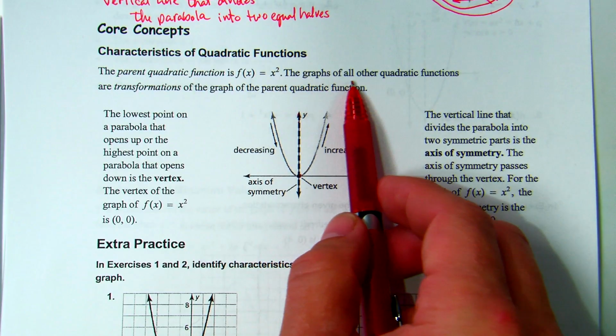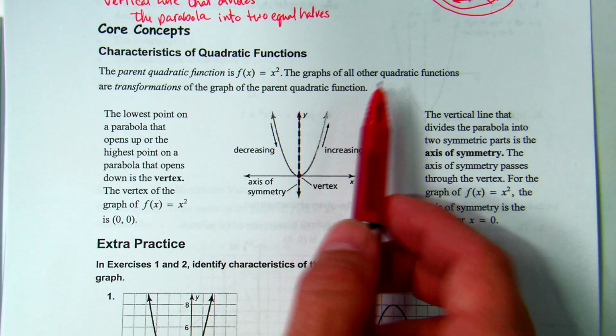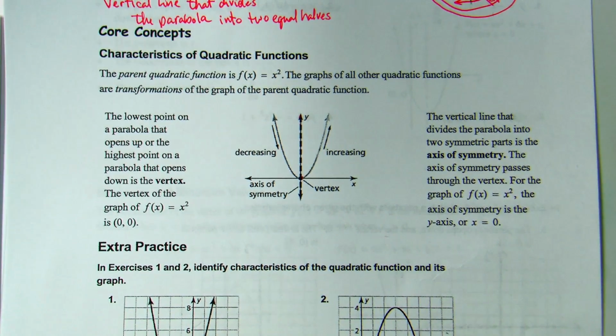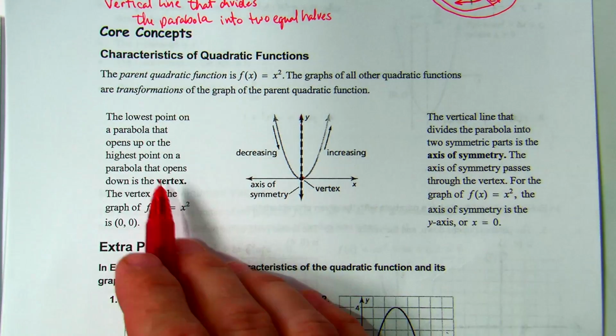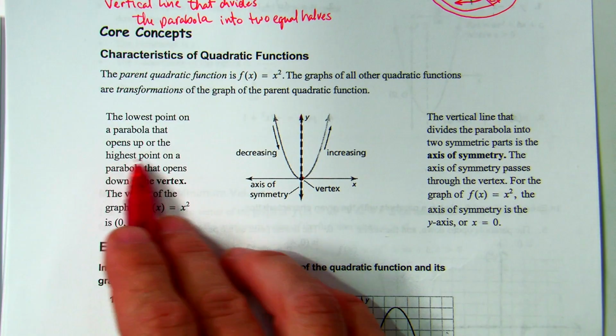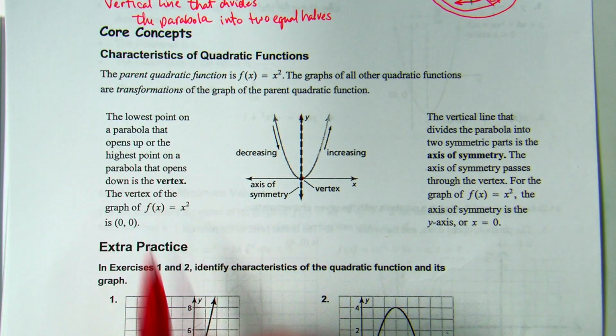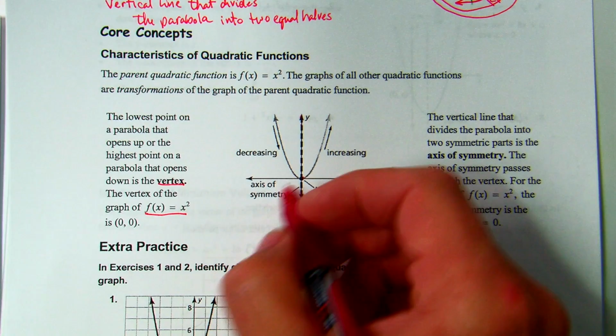The graphs of all other quadratic functions are transformations of the graph of the parent quadratic function. So all we've done is modify the parent function, and we've either moved the graph up, down, left, right, made it skinnier, made it wider, whatever. All right, so now this is kind of a repeat of what we've already written down in our vocabulary terms, but the lowest point on a parabola that opens up, or the highest point on a parabola that opens down, is the vertex. Okay, and the vertex of the graph of f of x equal to x squared, the parent function, is going to be the origin at 0, 0. So you'll see that right there.